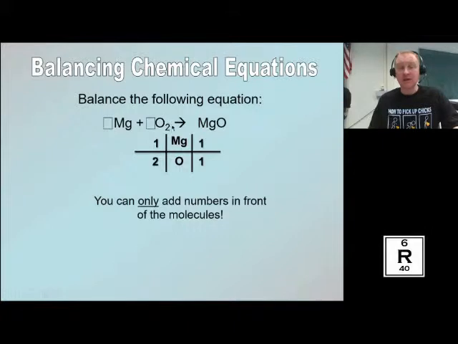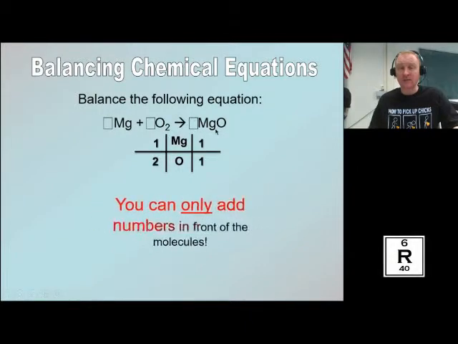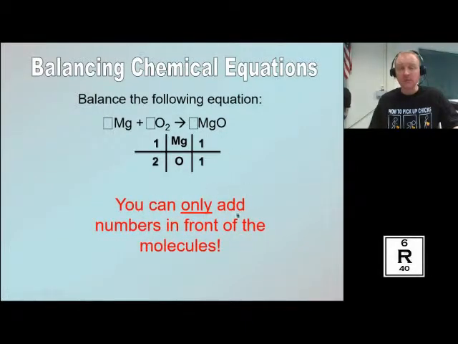So I can't change this value here. You might think, I've got too many oxygens here, so let's just get rid of this 2. Well, you can't, because oxygen is always paired. And in magnesium oxide, we can't add subscripts to the magnesium or the oxygen. You can only add numbers in front of the molecules, because magnesium has a charge of +2 and oxygen has a charge of -2, so it's a 1-to-1 ratio. I can't change these values because it is a 1-to-1 ratio. If you're struggling with this concept, please go back and review the lesson on ionic compounds. So I can only add in front.